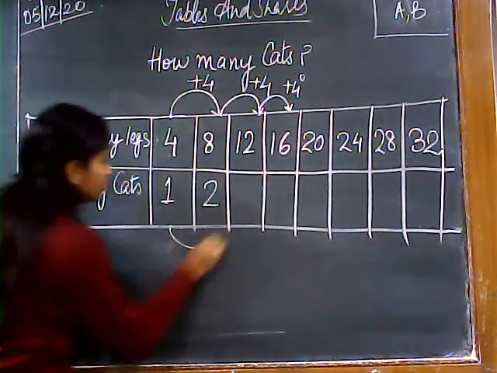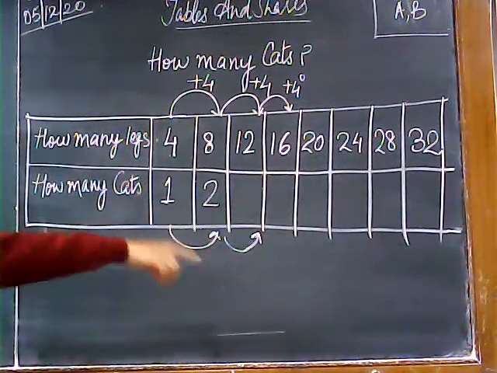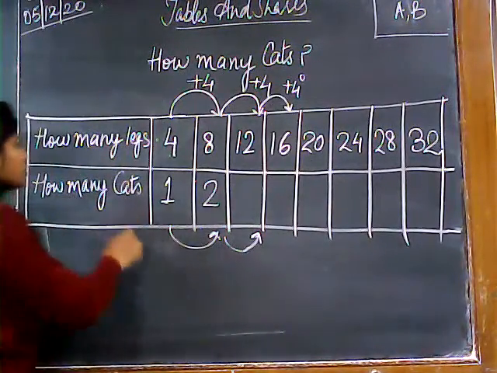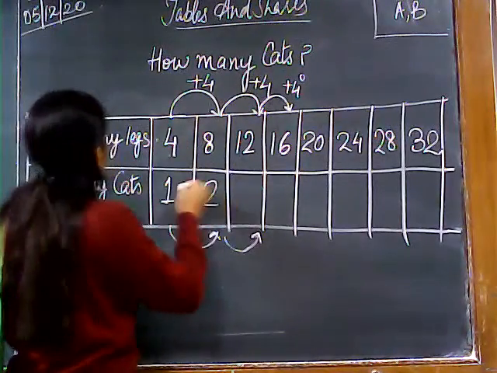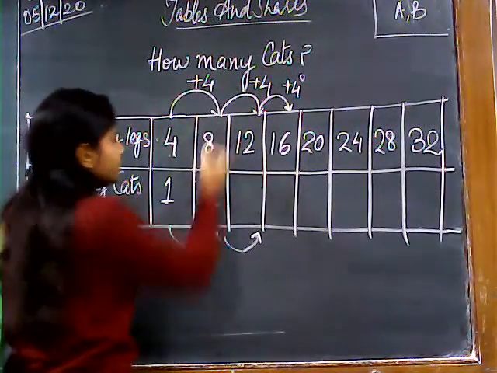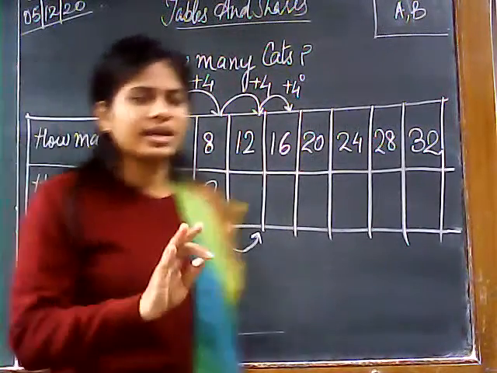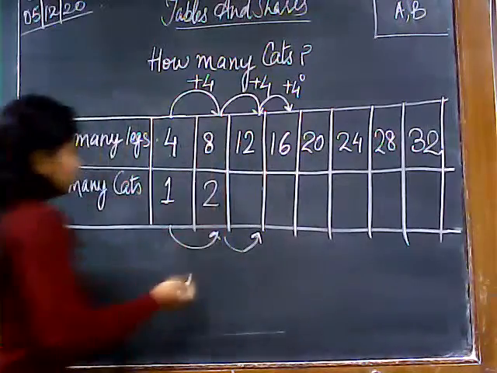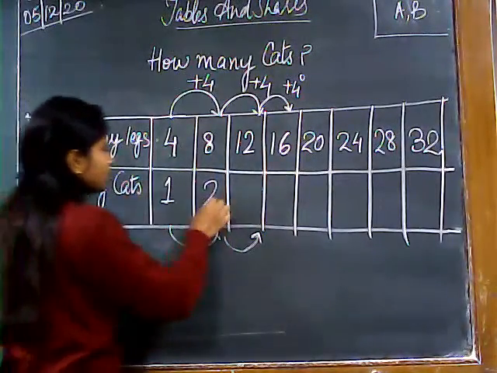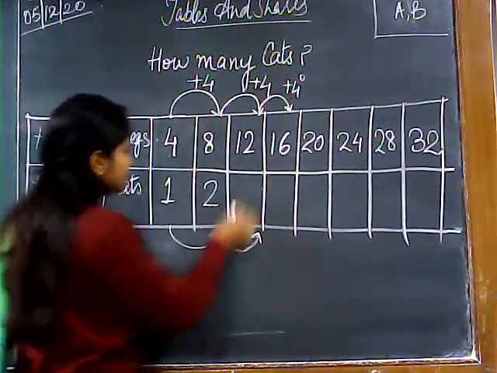And how will we go? How will we proceed further on this row? How many cats? So if there are 4 legs for 1 cat, the number of legs will become double, right? If there are 4 legs for one cat, there will be 8 legs for 2 cats, correct? Now we will increase the number of cats.